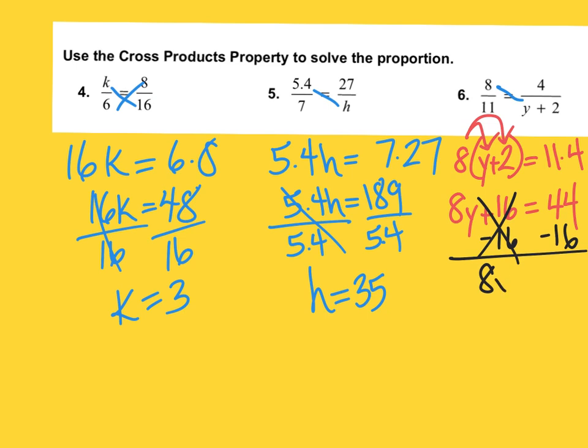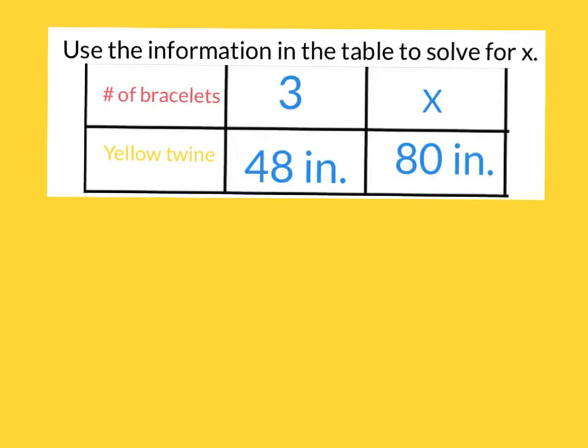These cancel out to leave me with 8y. 44 minus 16 equals 28. Now I need to divide both sides by 8 to solve for y. Those are going to cancel out, and y equals 3.5. Remember, you can use your calculator for any of these problems.